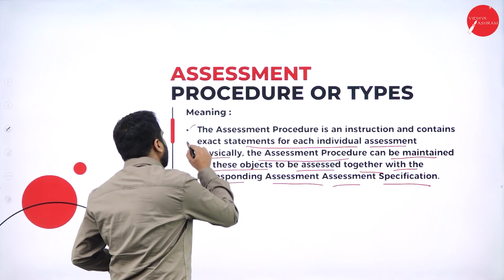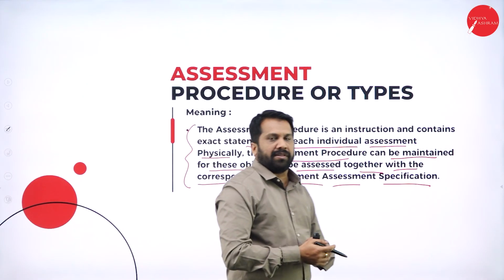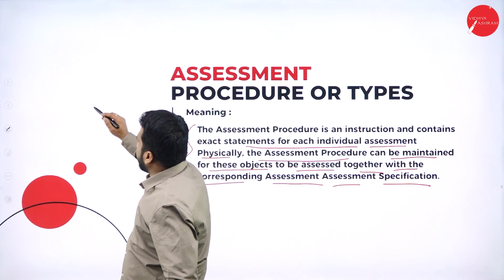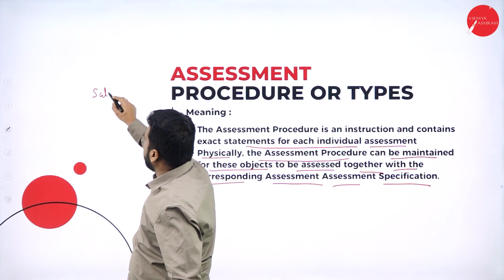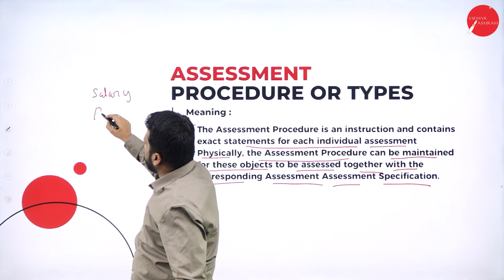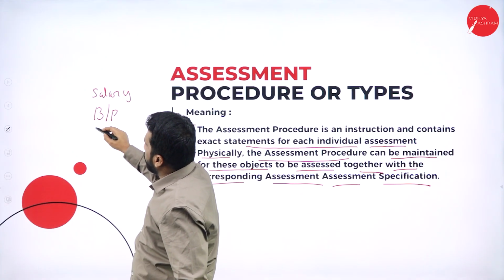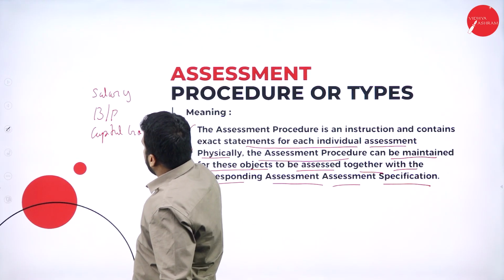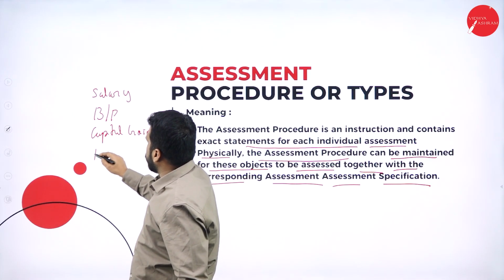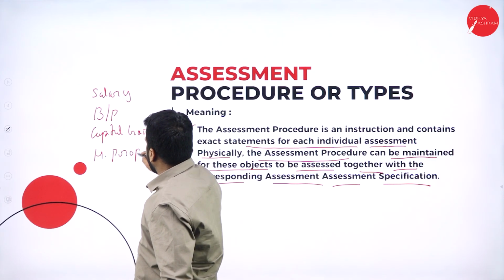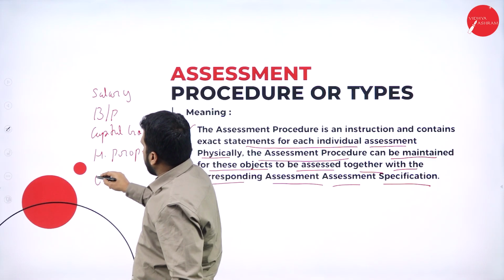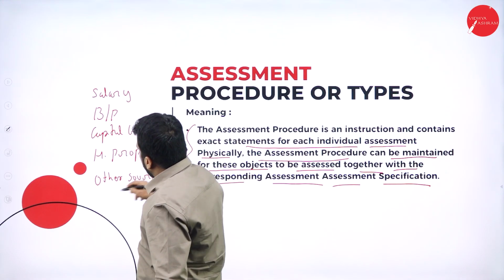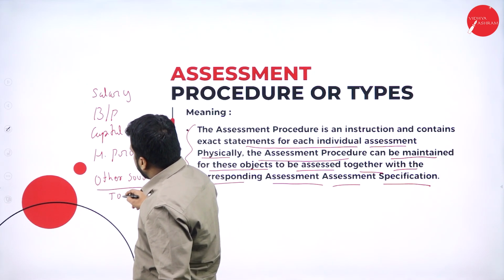In the simple way, I can tell you what assessment means. Once you are done with calculation, for example, I'll show you. You have done calculation of income from salary, income from business or profession, income from capital gain, income from house property, and income from other sources. Add everything, you will get total income.